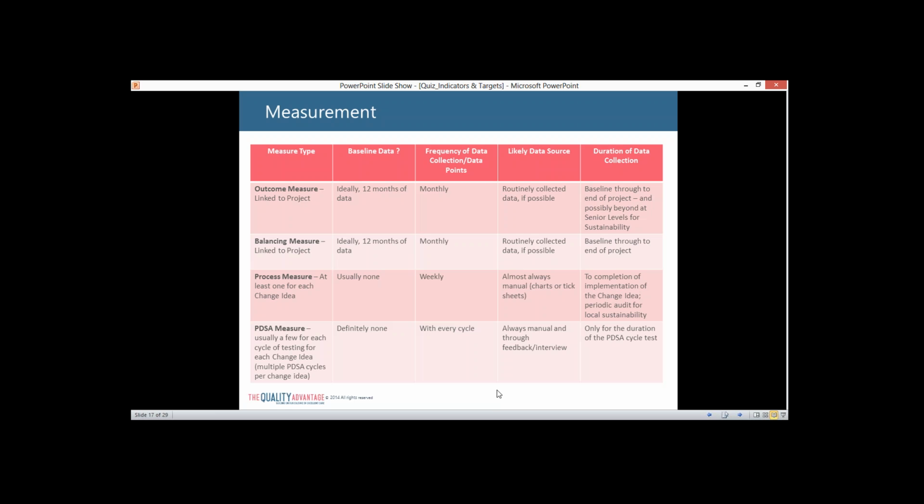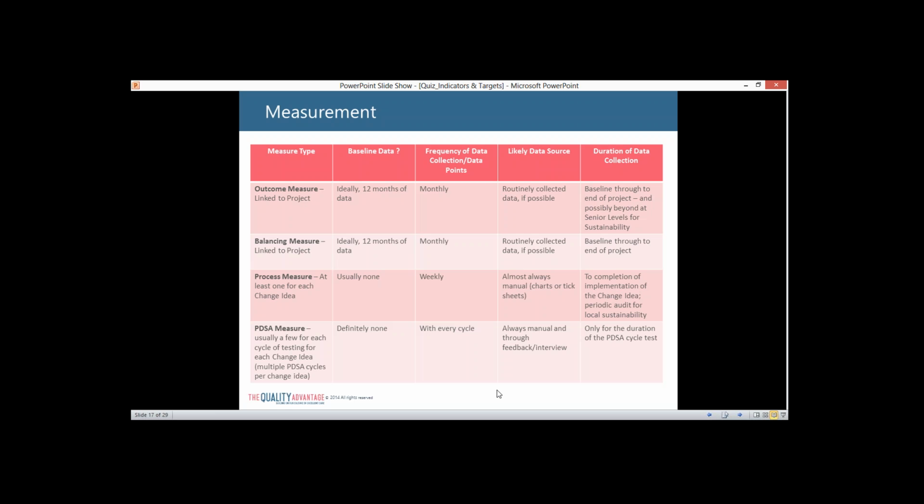So we've already covered the information in the first two columns on this slide. We're going to add to this some information about how frequently data should be collected, for how long, and what the data sources might be. So let's go through each of these types of measures. So we already talked about an outcome measure being required, at least one per project, and we've already talked about the fact that ideally we want 12 months of baseline data. These data for outcome measures should be collected on a monthly basis. Quarterly data is too infrequent, so we ideally want at least monthly.